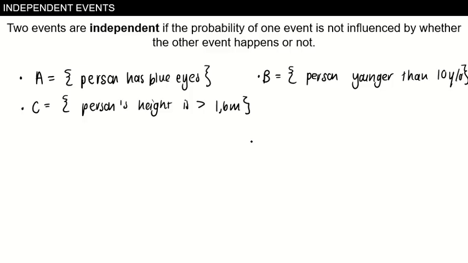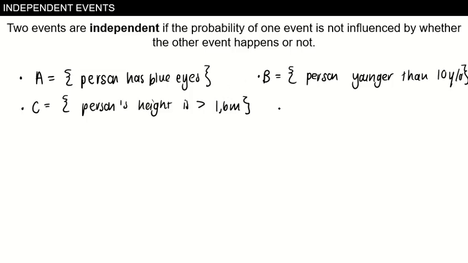It's the probability of the one event is not influenced whether the previous event happens or not. So if we look here, the probability that a person has blue eyes has nothing to do whether the person is younger than 10 years old. These two events are totally independent. The probability that the person is higher than 1.6 meters and has blue eyes, again, those two events don't depend on one another.